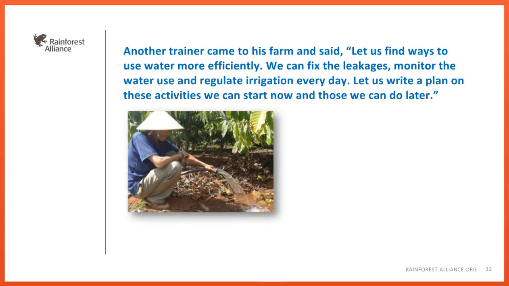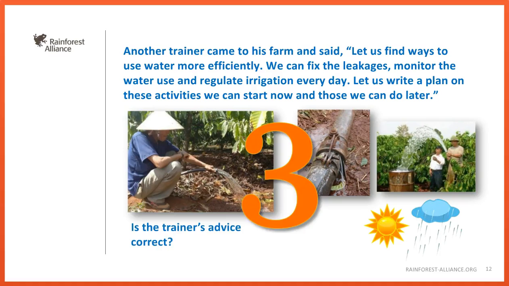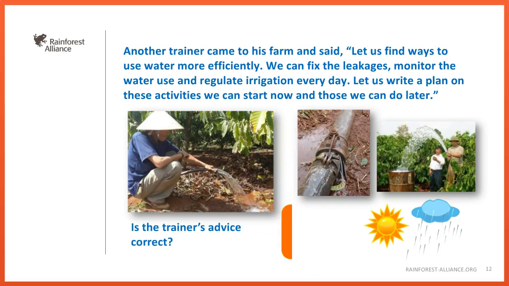Let us look at this case. Another trainer came to his farm and said, "Let us find ways to use water more efficiently. We can fix the leakages, monitor the water use, and regulate irrigation every day. Let us write a plan on these activities we can start now and those we can do later." Is the trainer's advice correct? The answer is yes. The farmer can start with easier and less costly options and gradually implement more difficult or more costly activities. What is important is to write a clear plan on these activities and implement your plan.